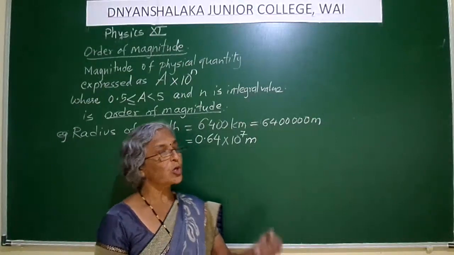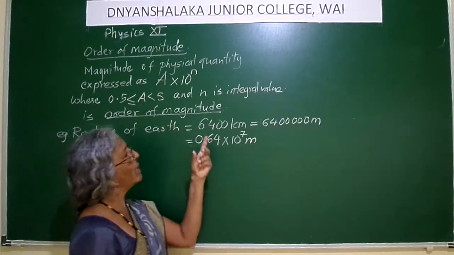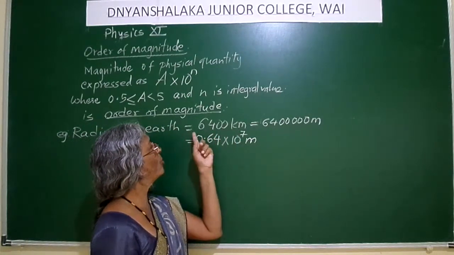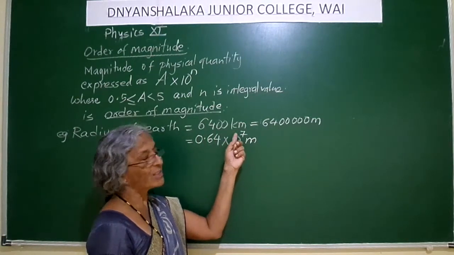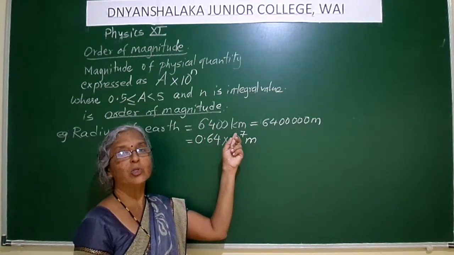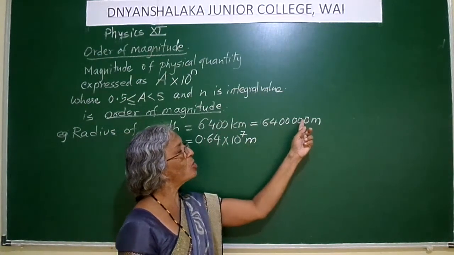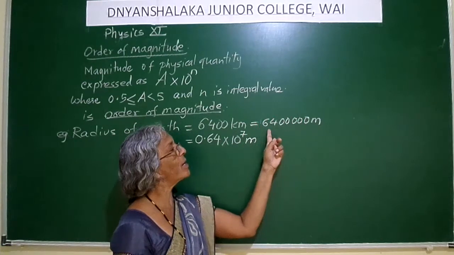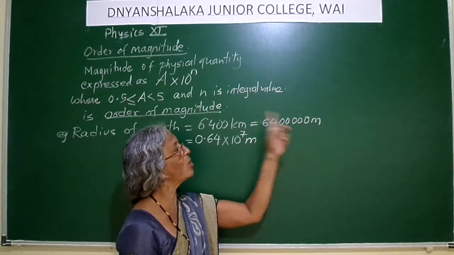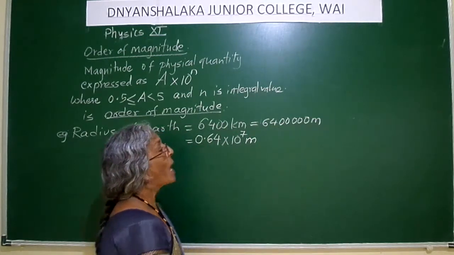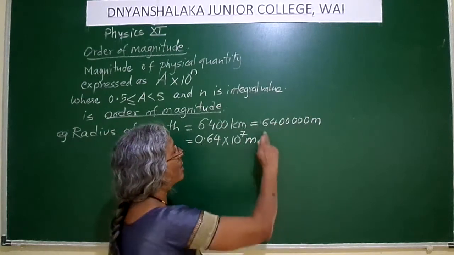Hello students. So here for the order of magnitude, when we have taken the radius of Earth as 6400 kilometers, converting it into meters, where 1 kilometer is 10 raised to 3 meters or 1000 meters, I have added these 3 zeros of 1000 meters. That gives the radius of the Earth to be equal to 6400000 meter.